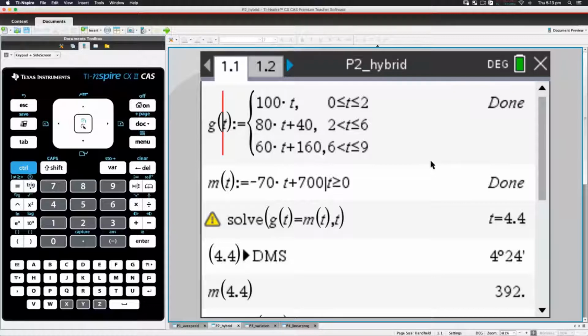And then we'll go down to Massimo's. That's his distance from the house at time t.